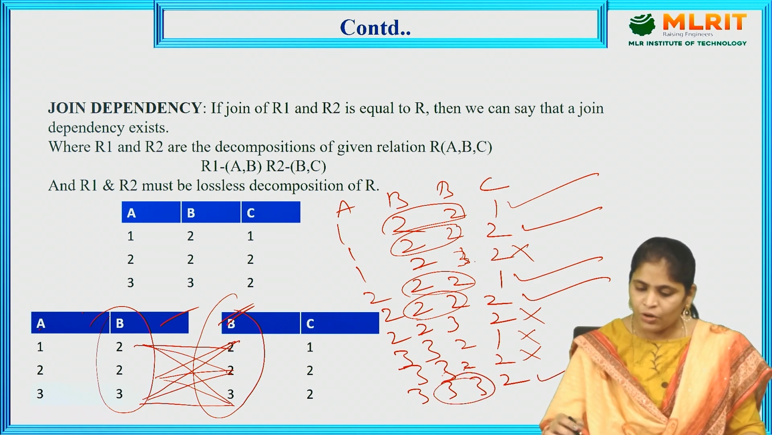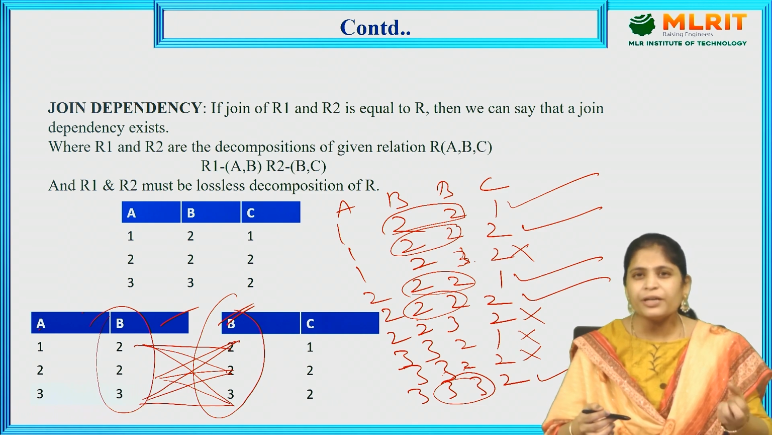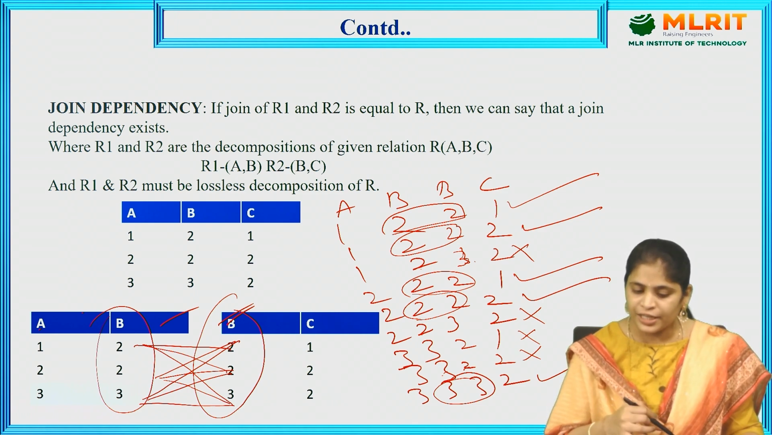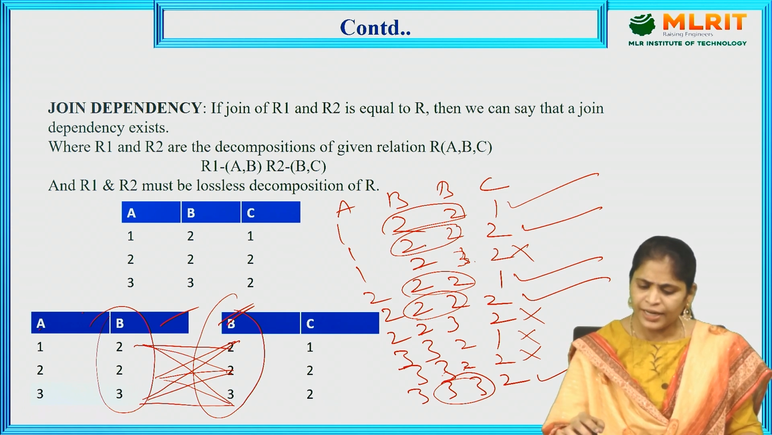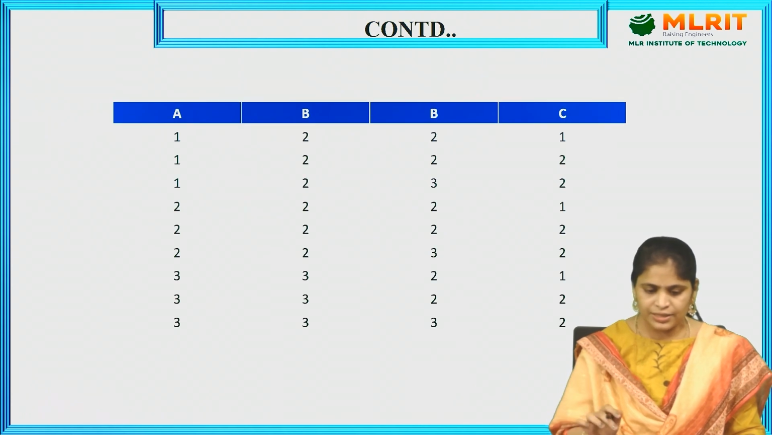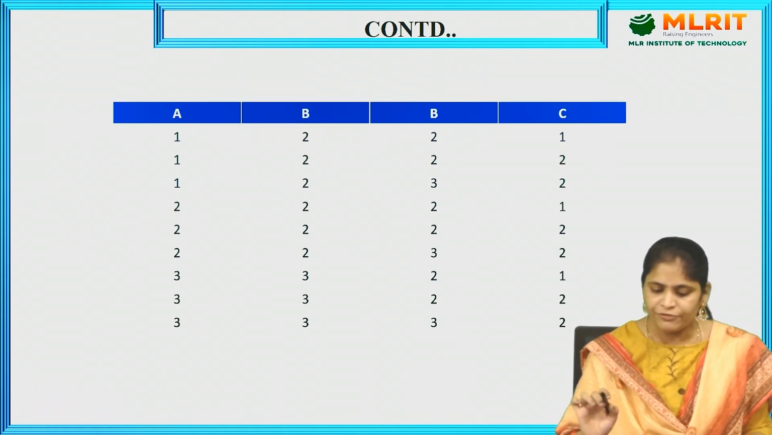So, only 1, 2, 3, 4, 5 rows will be retrieved by doing the Cartesian product. 5 rows will be retrieved. So, what are the 5 rows here? First, second and fourth, fifth and the last row. So, the resultant here is this one. See here, these are the 5 rows.